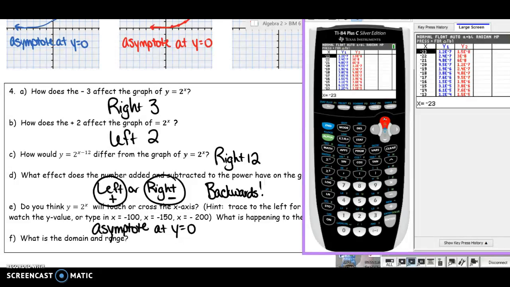Like 9.5 e negative 7, that's 9.5 times 10 to the negative 7th. That's 0.00000009 something. So as we get into times 10 to the negative 10th, you're talking about 0.0000000000 something. So it's really, really close to 0, but it's not ever exactly 0, and it never crosses that line.